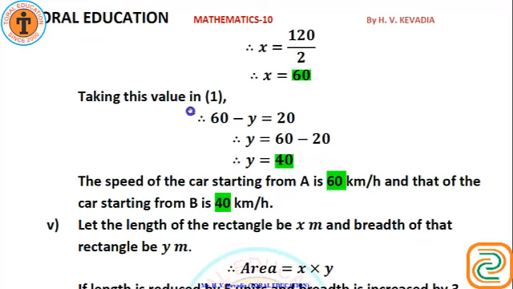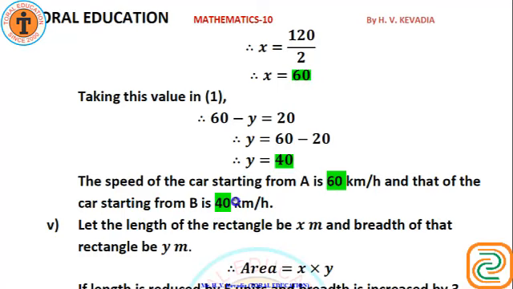Right? Taking this value in equation number 1, 60 minus y equals to 20. Y will go to the right side and 20 to the left side. 60 minus 20, that is y equals to 40. Therefore, the speed of the car starting from A is 60, that is x is greater, and that of the car starting from B is 40 km per hour. 60 is greater than 40.